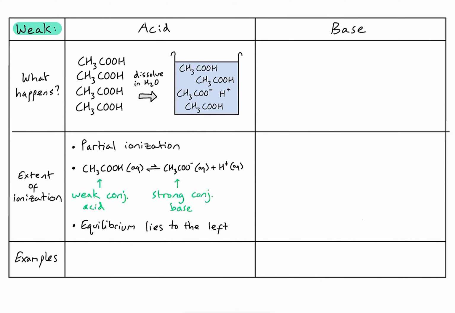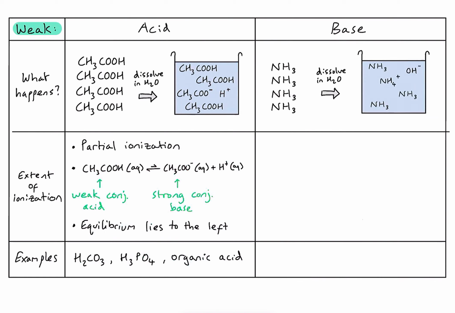Other examples of weak acids, we might take carbonic acid, phosphoric acid, and any organic acids, so things that contain carbon, like ethanoic acid or citric acid. They're going to be the common examples we come across. For a weak base, again, it's going to be similar in terms of the behavior. So let's take a common example of ammonia and dissolve 4 ammonia molecules in water and see what happens.